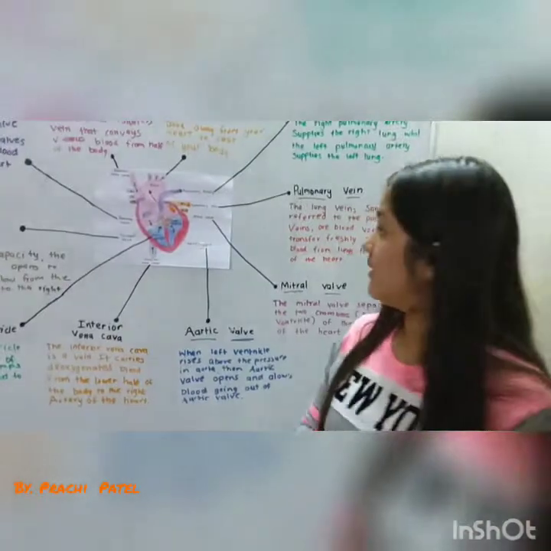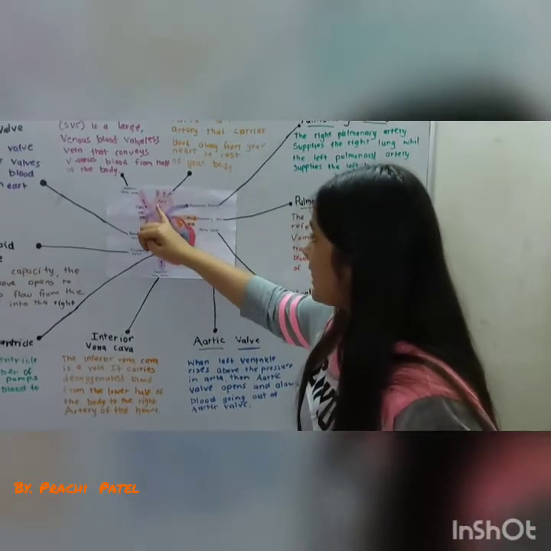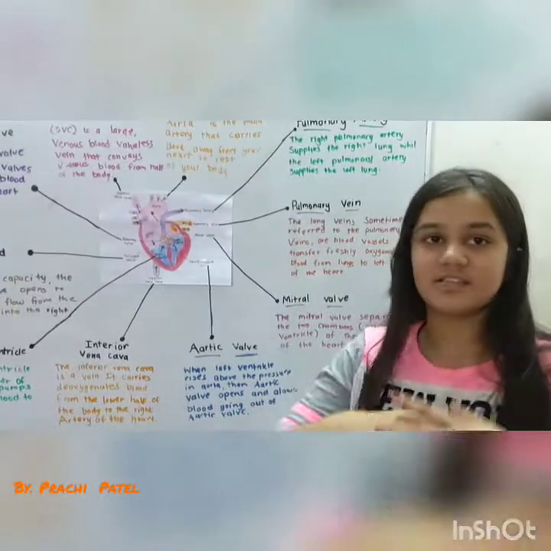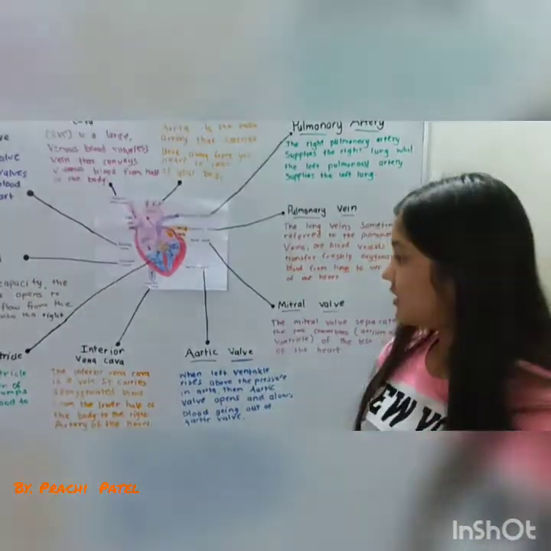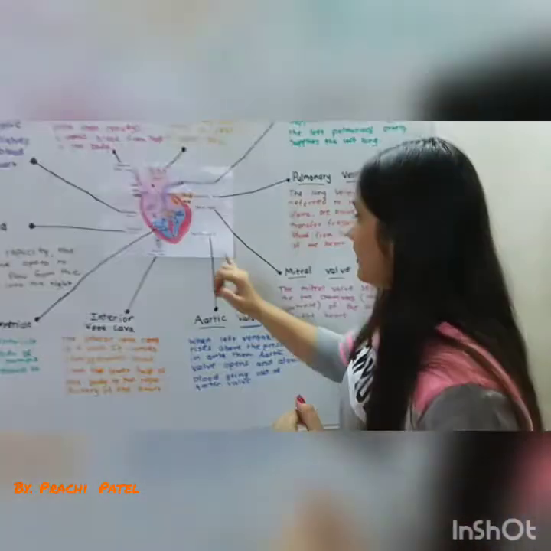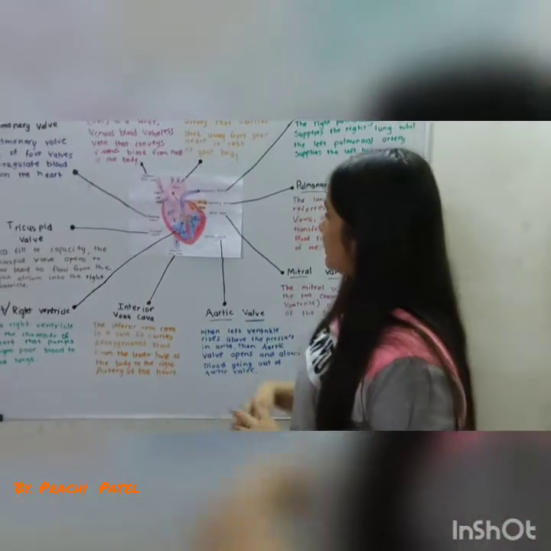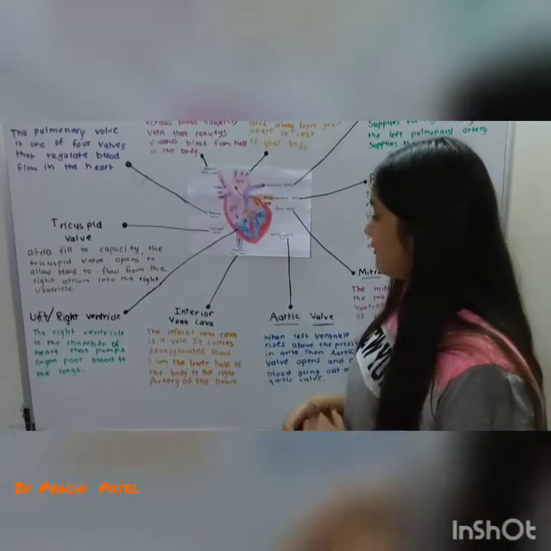When the blood comes from the aorta, which is right over here, something needs to open to go through it. So this is the part where the aortic valve opens and allows blood to go through it.